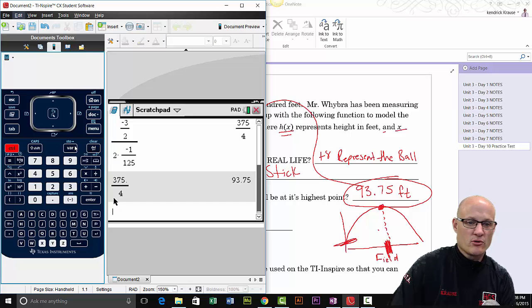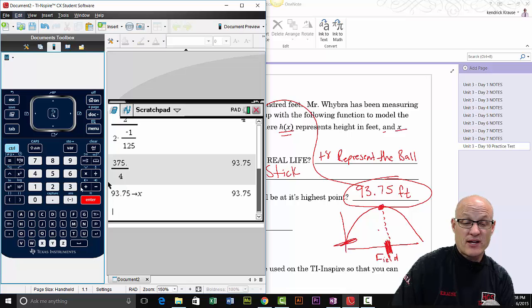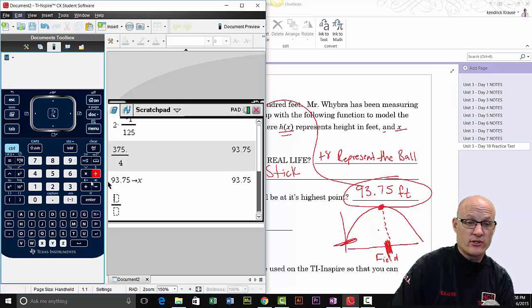What I'm going to do is control var x. So I stored 93.75 in for x. Now I'm going to do control division, negative 1 over 125.